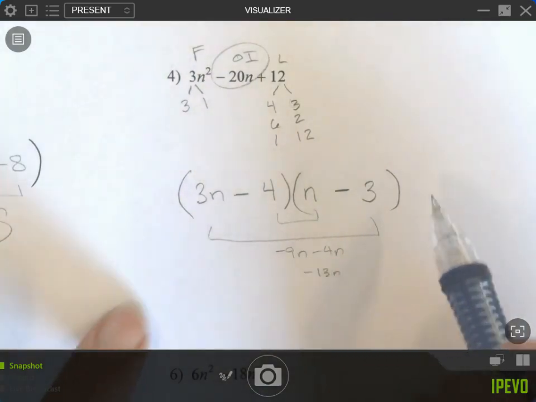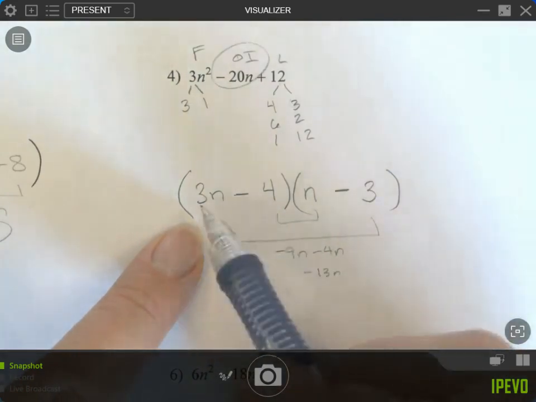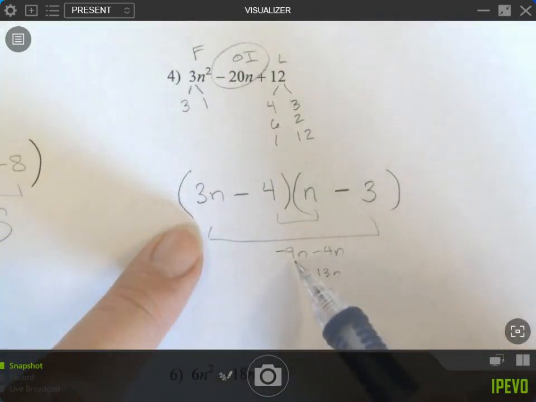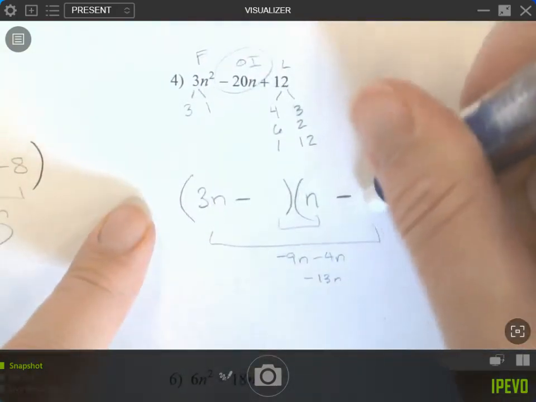No, and this is what I was talking about. For some people, it'd be quick. You put your box here, your lines. 3n times negative 3 is negative 9n. And so you can just type negative 9 in your calculator and negative 4, and you can see what it totals. Okay, normally you would flip your numbers, but let me show you what happens here when I flip these guys.